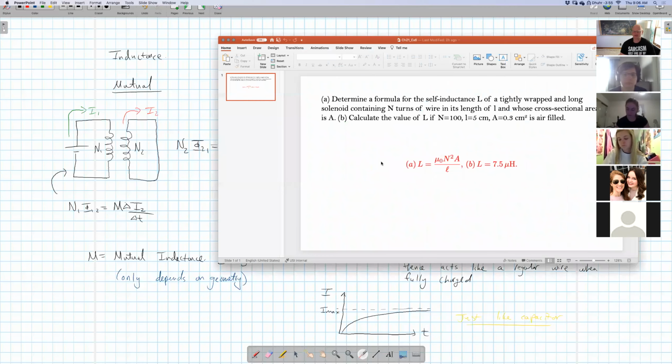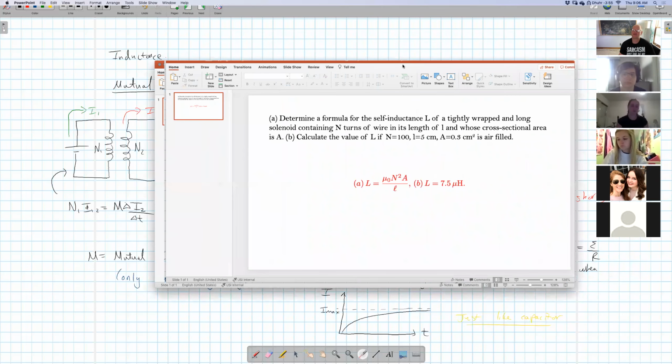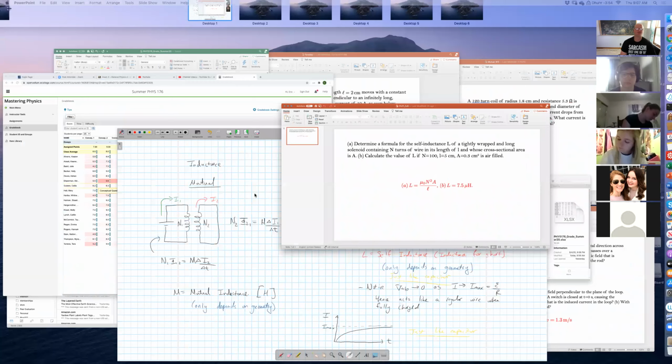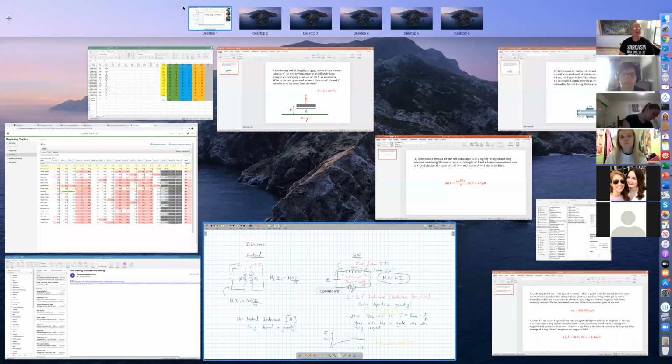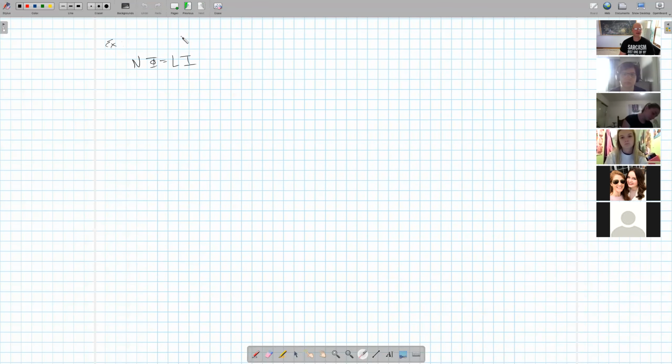This says it wants us to determine the formula for the self-inductance L of a tightly wrapped and long solenoid containing N number of turns of wire in its length of L and whose cross-sectional area is A. So let's talk about that. So let me go to the next page.